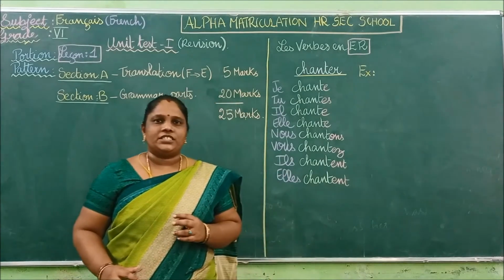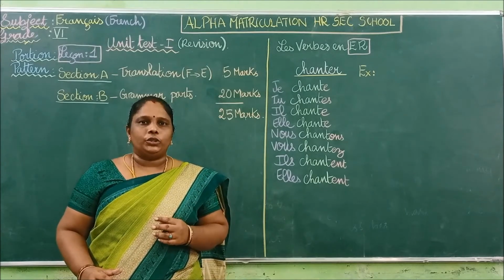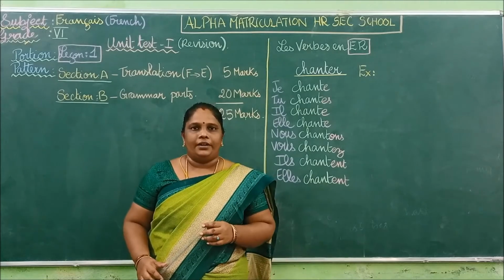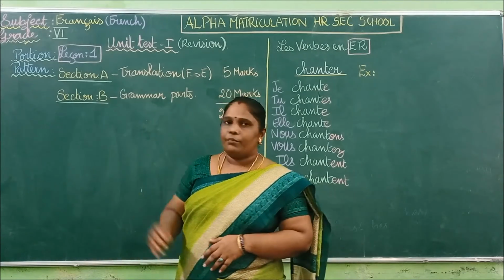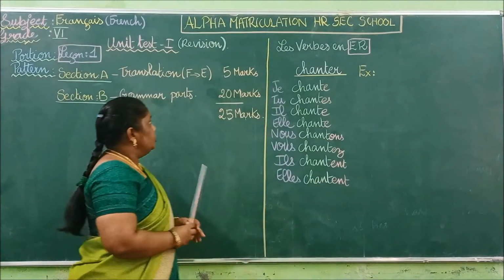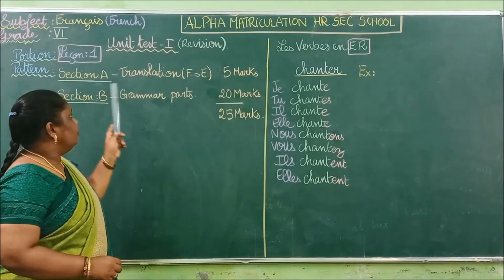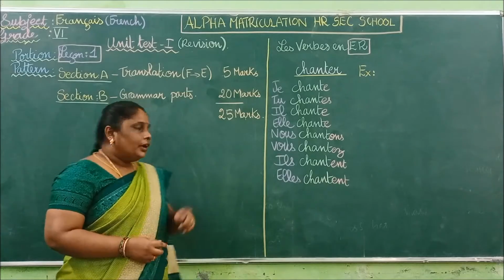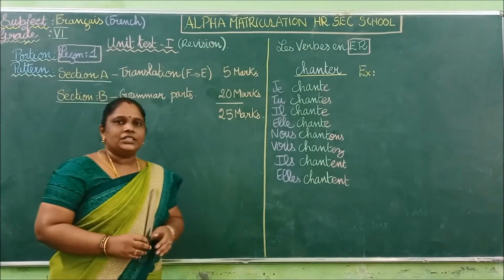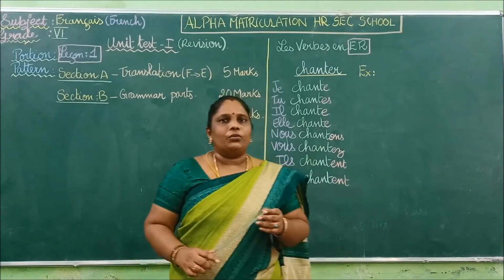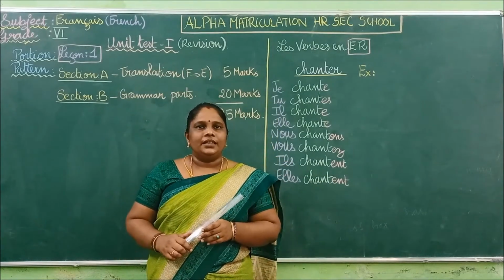Okay, so we finished lesson number 1 and 2. So you have your unit test of lesson number 1. It's only lesson number 1. Here you have your portion, lesson number 1, and your pattern will be translation and the grammar parts of this lesson. Okay, so can anyone tell me what we learned in this lesson?